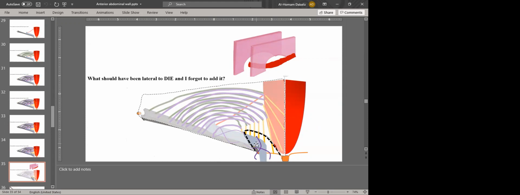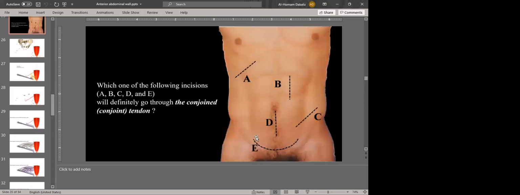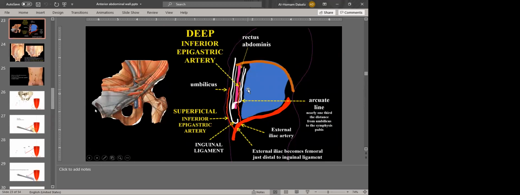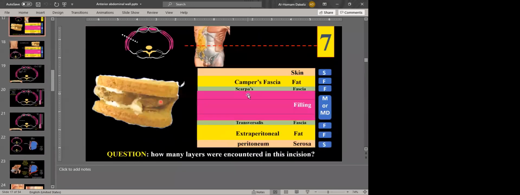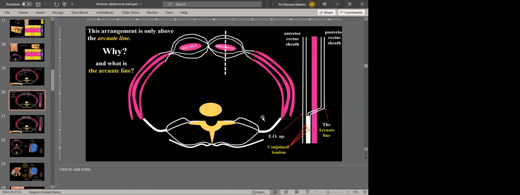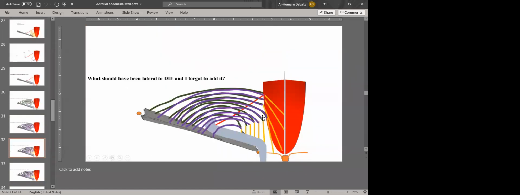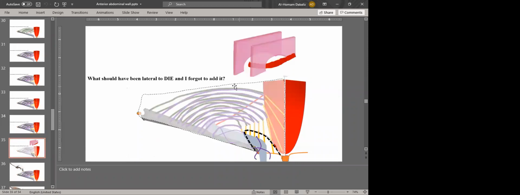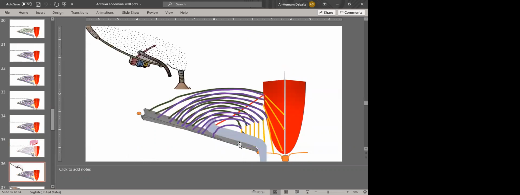So again, where is our deep one located? It's located inside of the transversalis fascia, which is this one. And our superficial one is where? The superficial one is in the aponeurosis of the external oblique muscle. This is the aponeurosis, and we have a defect inside of it, and it's going from it.